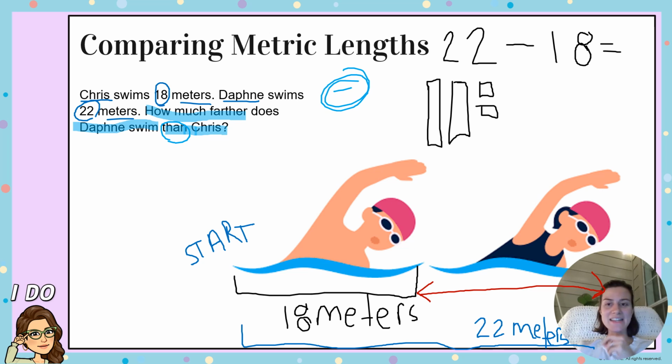22 minus 18 equals blank, okay? Now, I'm looking at my ones place. For the number 18, I have an 8 in my ones place. I need to take away 8 ones from 2 ones.